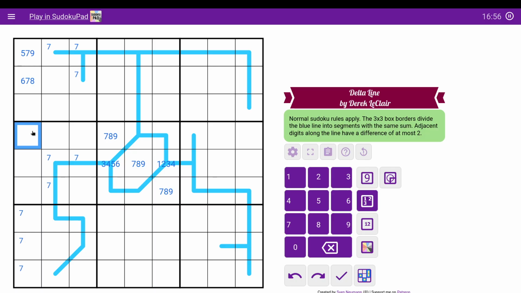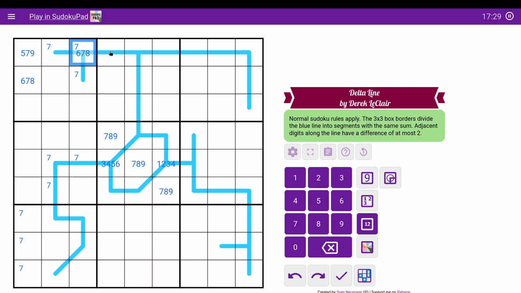And here, surely this digit is 6, 7, or 8. If it were a 5 or 9, it'd be touching the other 5 or 9. Yes, I suspect this is not going to be 5, 7, 9. This would be 6 or 8.